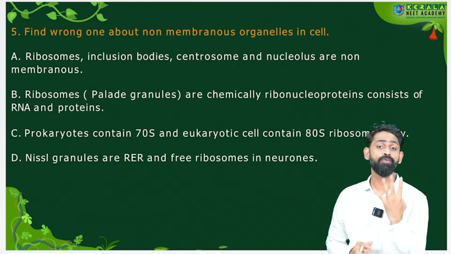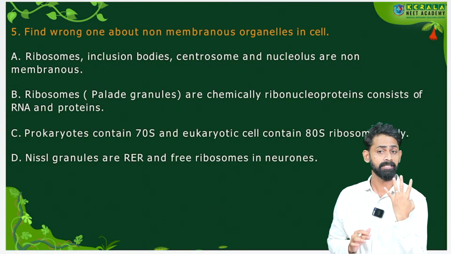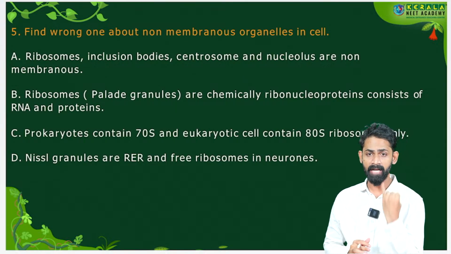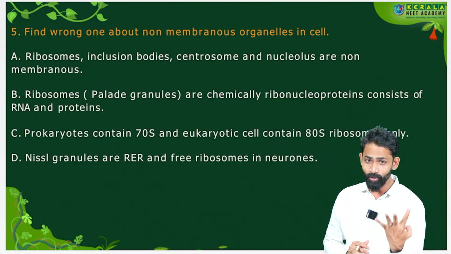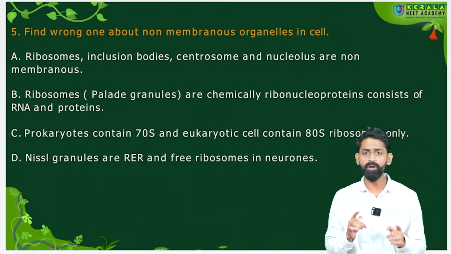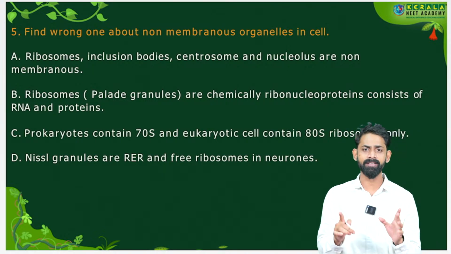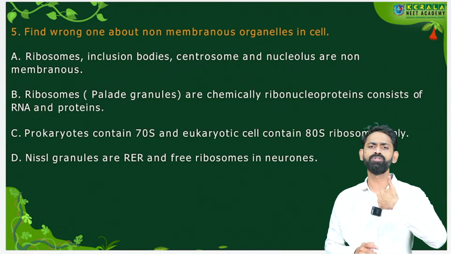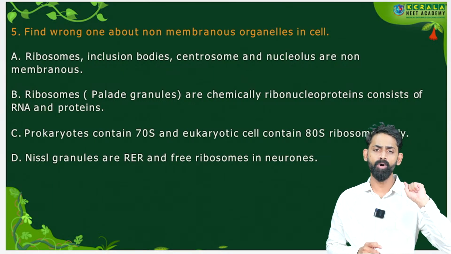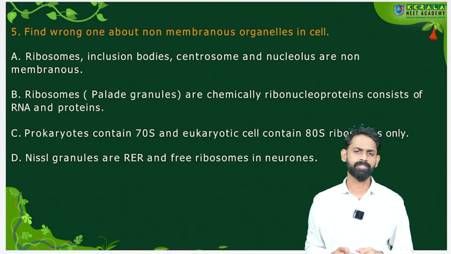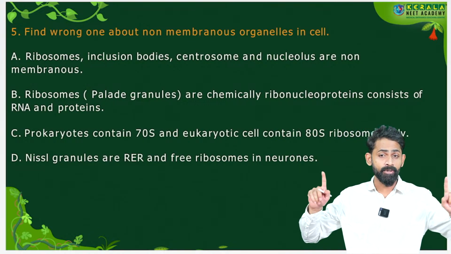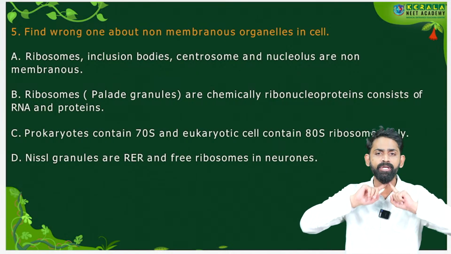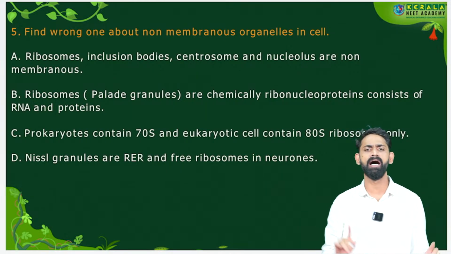But there are 4 non-membranous organelles present in a cell. One is the ribosome. Next is the inclusion bodies. Next is the centrosome. Next is the nucleolus. There are 4 non-membranous organelles. Now clarity: ribosomes are non-membranous, present in both prokaryotes and eukaryotes. Inclusion bodies are non-membranous, present only in the prokaryotes, bacteria.